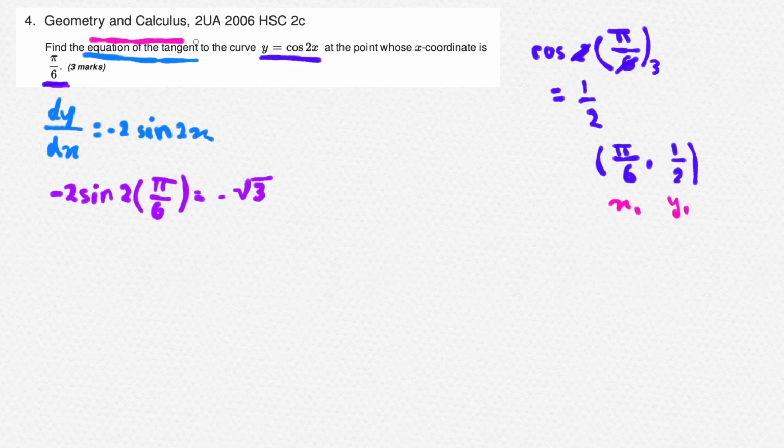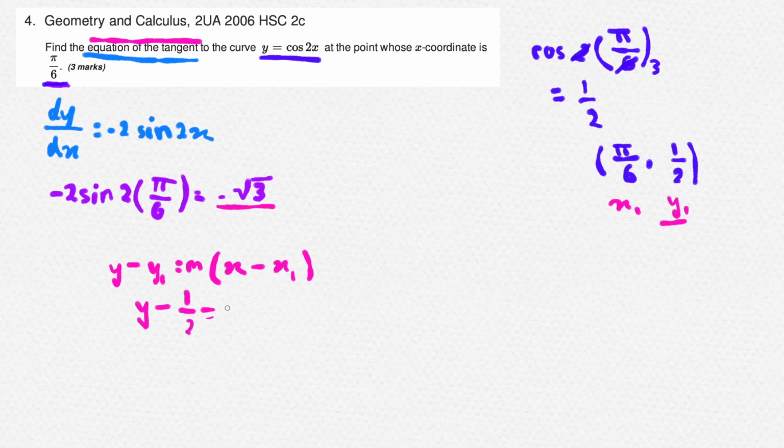To find the equation of a tangent, we can simply use y minus y1 is equal to m times x minus x1. Now looking at our working out, we have all the required values. We have the value of x1 and y1 and m. So let's begin. Y minus y1, which is a half, will be equal to m, which is minus root 3, open bracket, x minus x1. We know the value of x1, which is pi over 6, so let's write down x minus pi over 6.